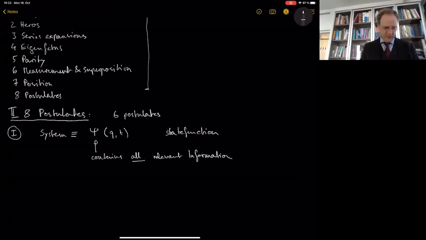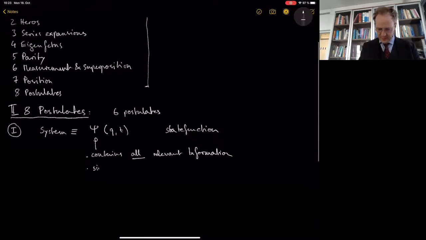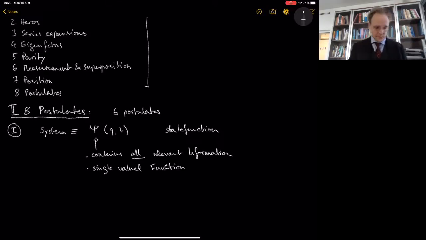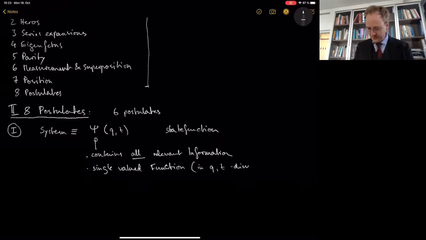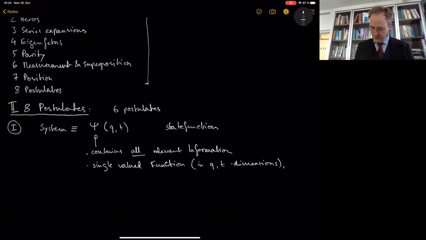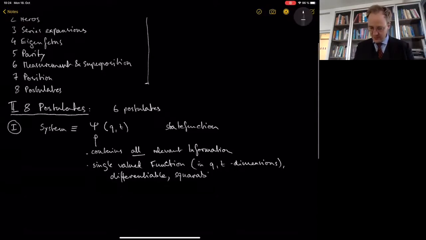So the wave function contains all information, and it is a single valued function in your q and t dimensions, which must be differentiable, and you should be able to square it, get your probabilities, and you must be able to integrate it.